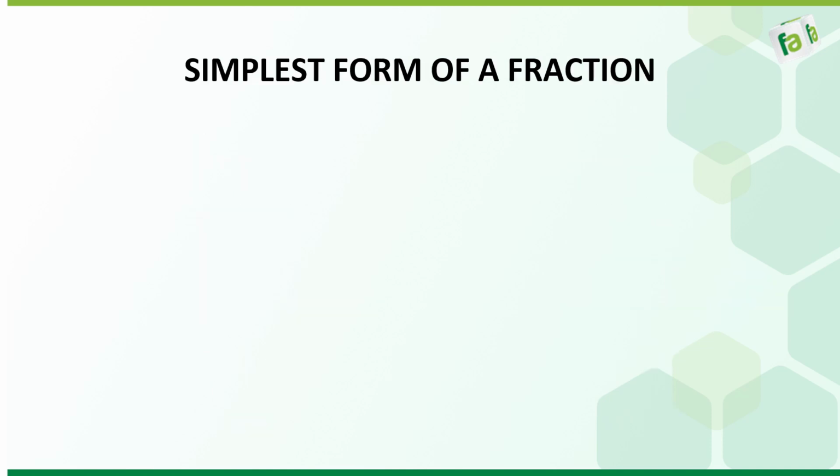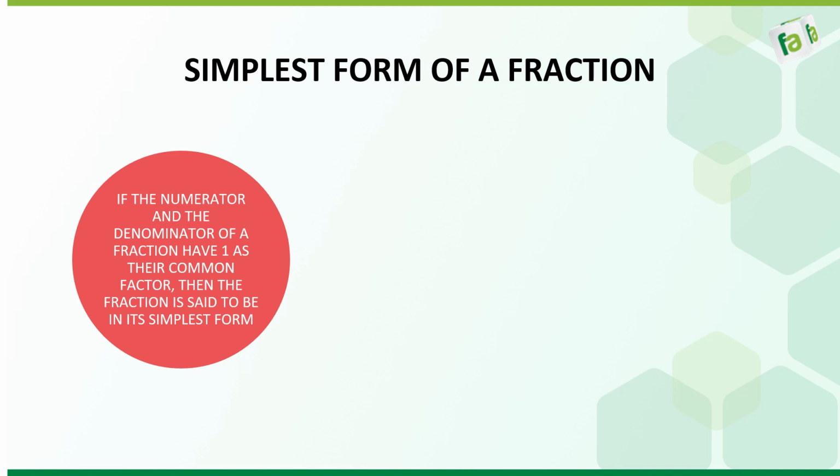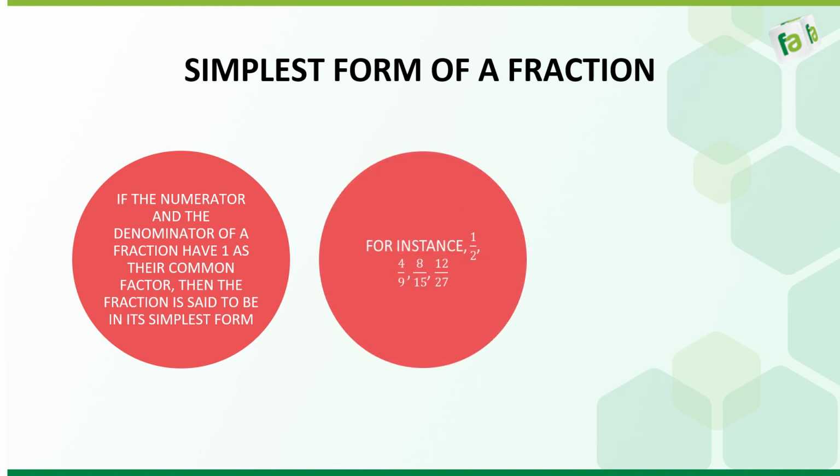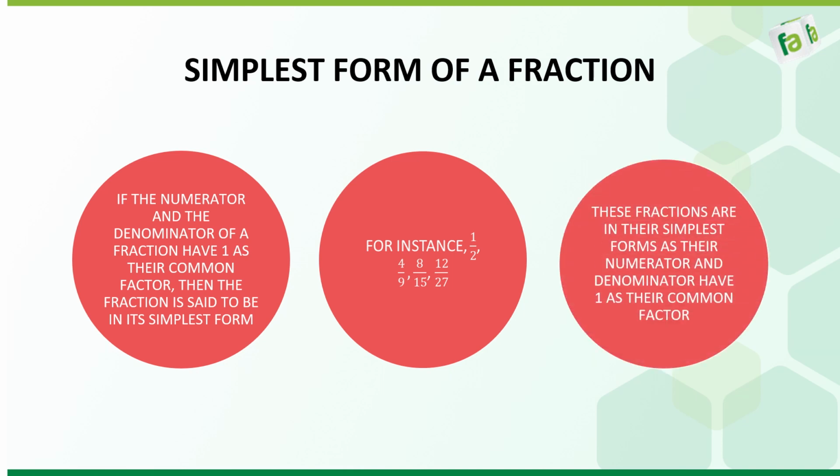Now, let's learn what the simplest form of a fraction is. If the numerator and the denominator of a fraction have 1 as their common factor, then the fraction is said to be in its simplest form. For instance, 1 by 2, 4 by 9, 8 by 15, 12 by 27. These fractions are in their simplest forms as their numerator and denominator have 1 as their common factor.